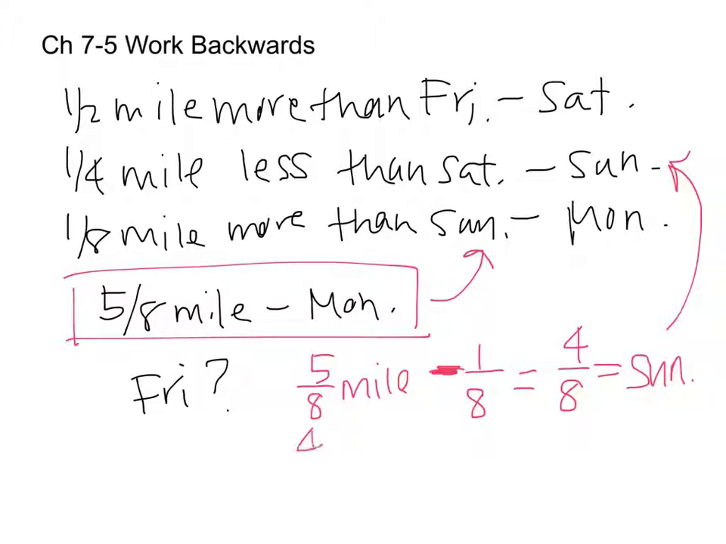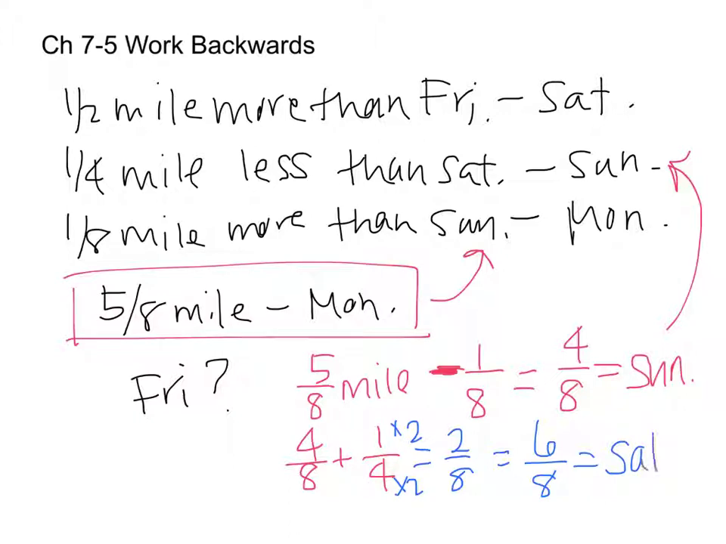So now you're going to take 4/8 and add 1/4, but they have different denominators. Is one a multiple of the other? Is 4 a multiple of 8? No. Is 8 a multiple of 4? Yes. Be careful. So we're going to change 1/4 into 8ths. How many times do I multiply to get to 8? Times 2, to both sides. You get 2/8. So 4/8 plus 2/8 equals 6/8. Now that is what is equal to Saturday.